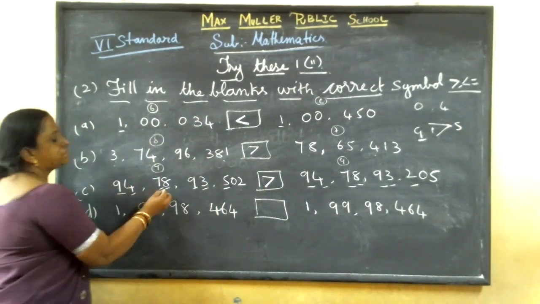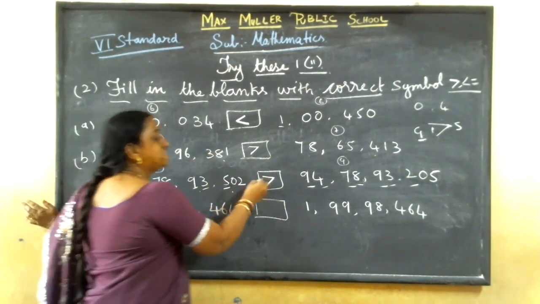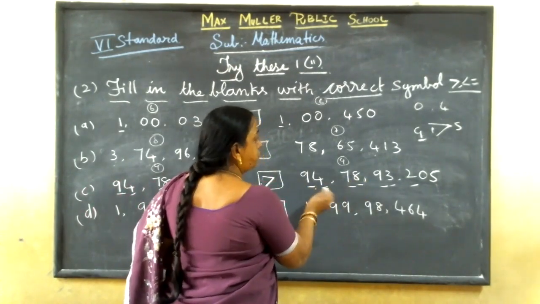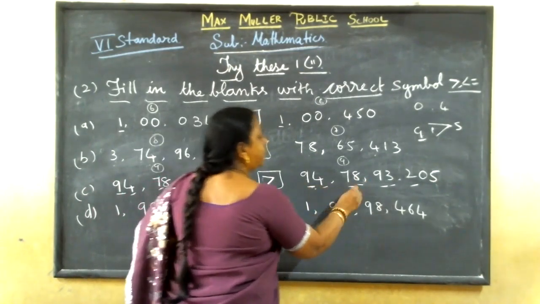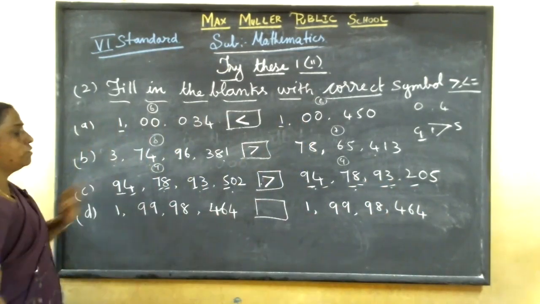94 crore 78 lakh 93,502 is greater than 94 crore 78 lakh 93,205. Clear? Now last sum.